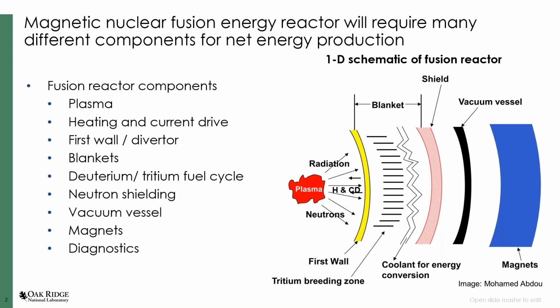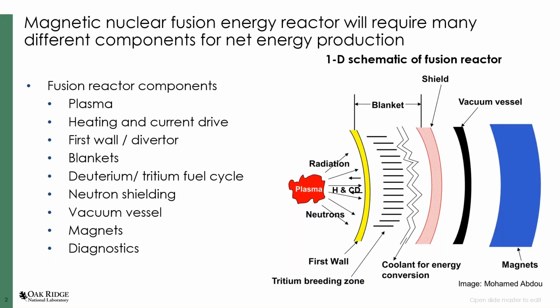The blanket has multiple functions. I'll mention two today. One is to breed tritium. Tritium is an isotope of hydrogen and it is not naturally available on Earth, so we need to breed it. The second one is that we need to convert the energy that you get from neutrons into thermal energy in some form of thermal cycle, and that's what the blankets are usually used for.